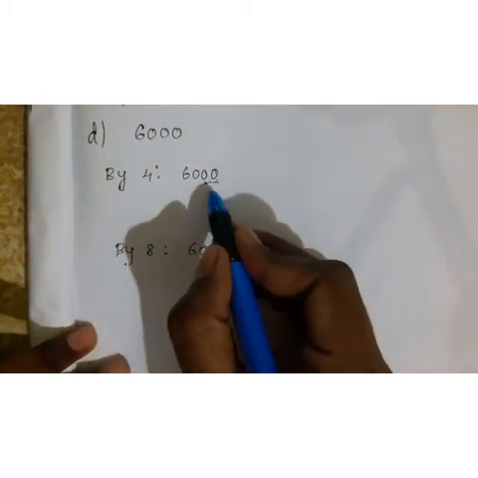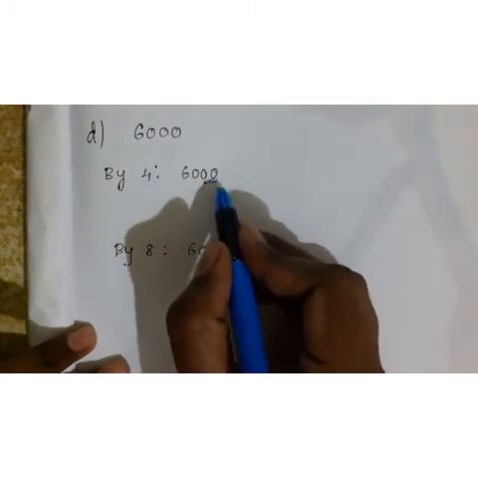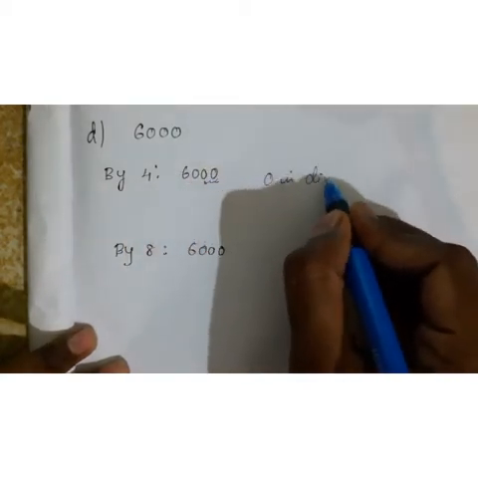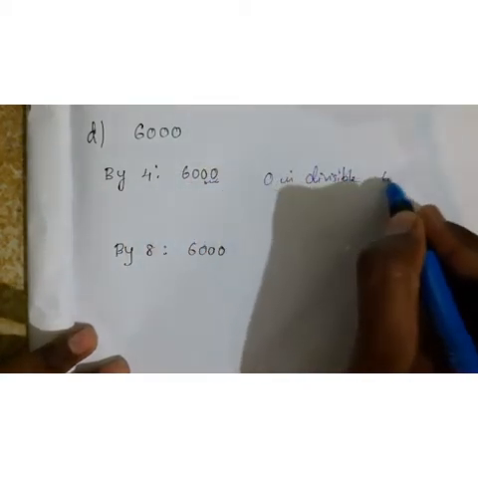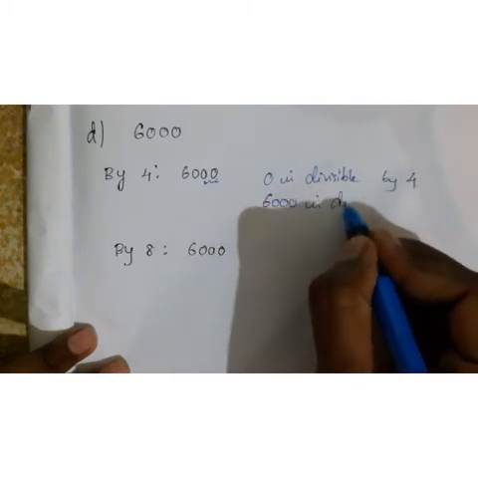If the last two digits are divisible by 4, then the number is divisible by 4. Here the last two digits are 00. 0 is divisible by 4. Hence 6000 is divisible by 4.